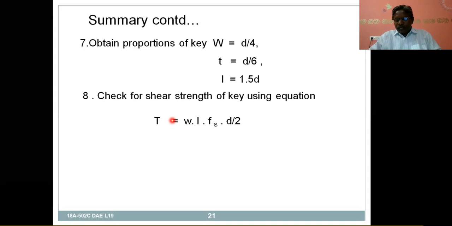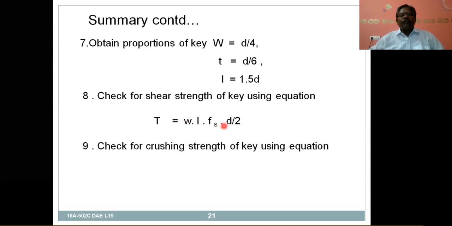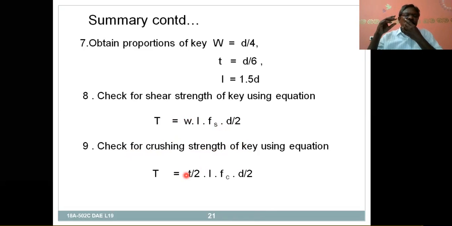T is equal to WL into Fs into d by 2, and check for crushing strength of the key by using the equation T is equal to thickness of the key by 2 into L into Fc into d by 2. With these two equations, the key strength may be verified for the induced stresses and allowable stresses, right?